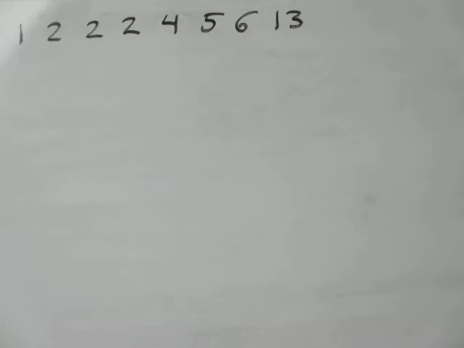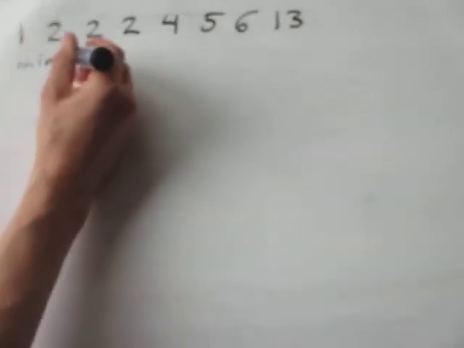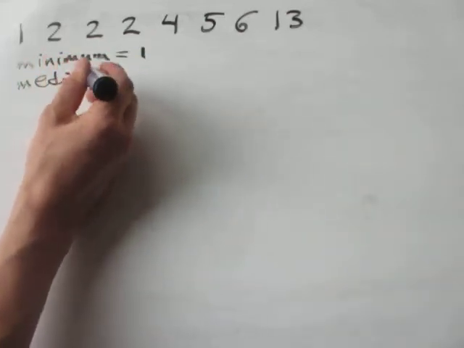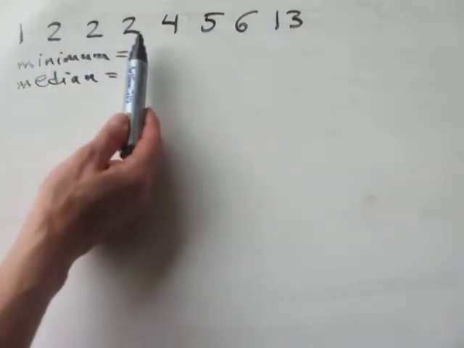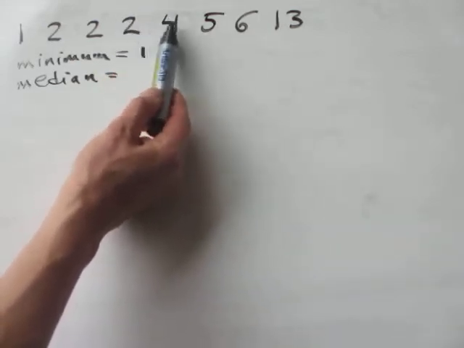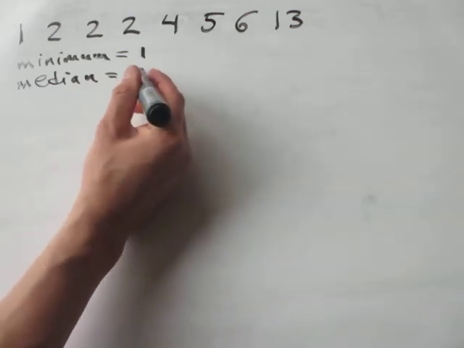Now we will again find a minimum value, maximum value, median, lower quartile, upper quartile, and then we will construct something called a box and whisker plot of these values. So the minimum value is 1. Median, well, we can see the median here: we have 8 data points, and 2 and 4 are in the middle. So if we take the mean of 2 and 4, 2 plus 4 is 6, divided by 2 is 3. So the median is 3.